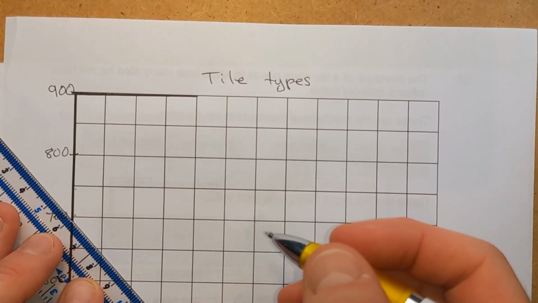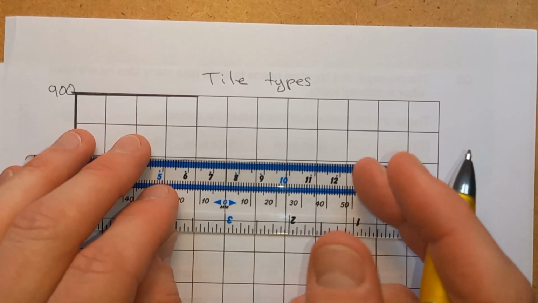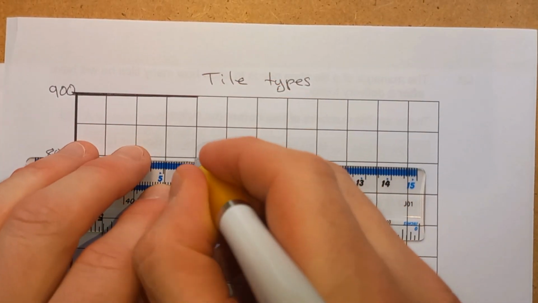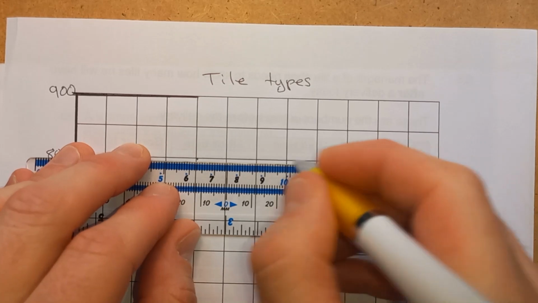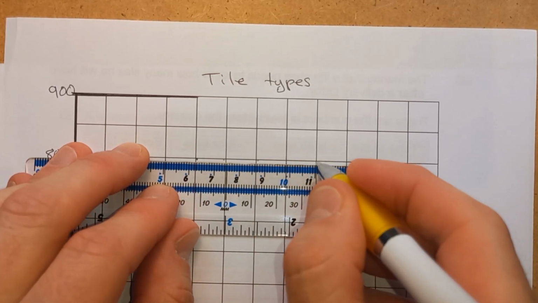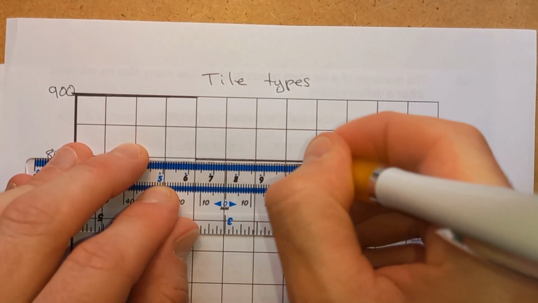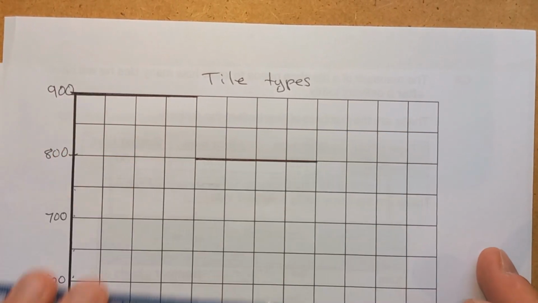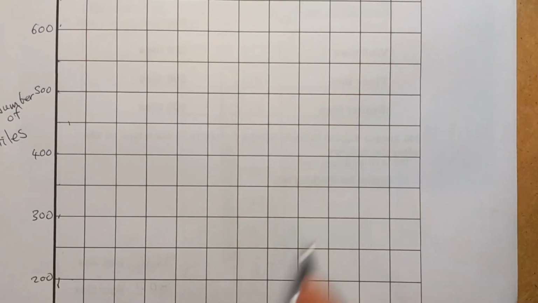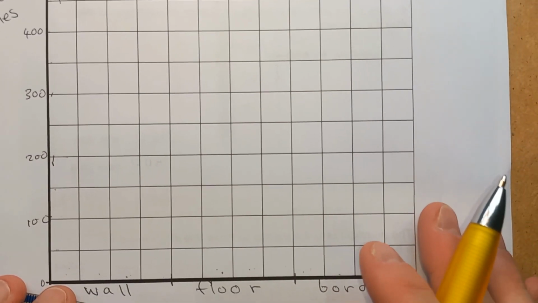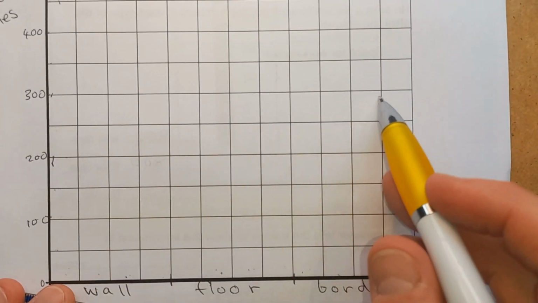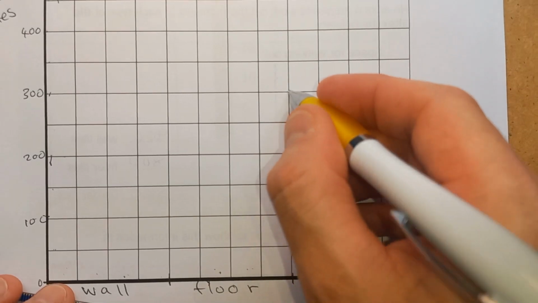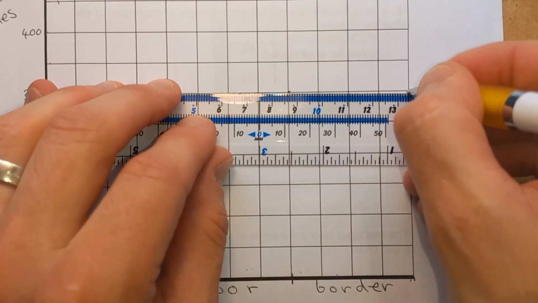Then the next one was floor tiles. We had 800. So this column starts there, and we go 1, 2, 3, 4. So it's going to go across like that. And then for border tiles, we only had 300. So we find 300, go across and border. So that's going to go across here.